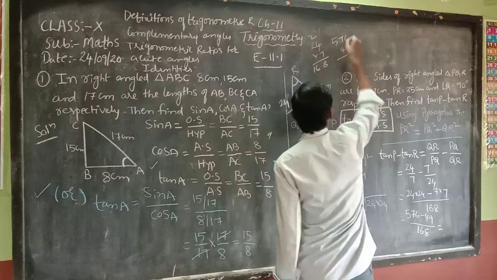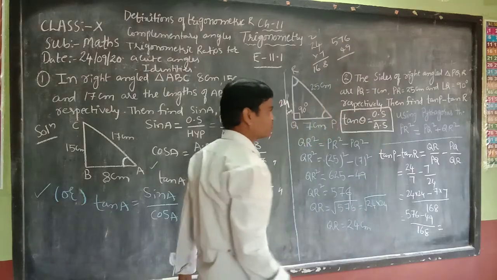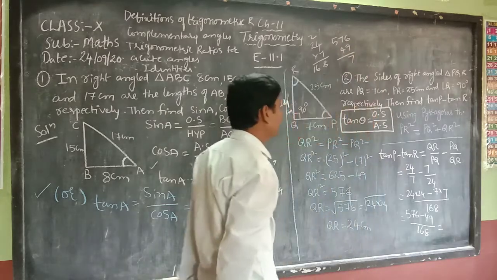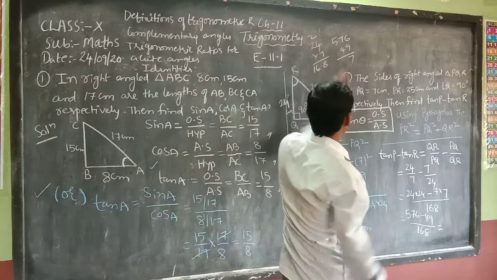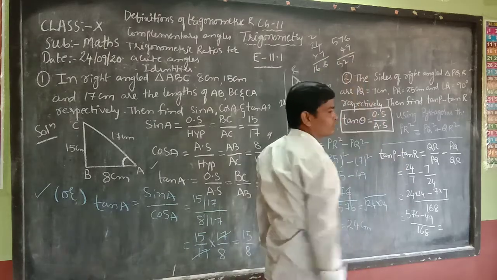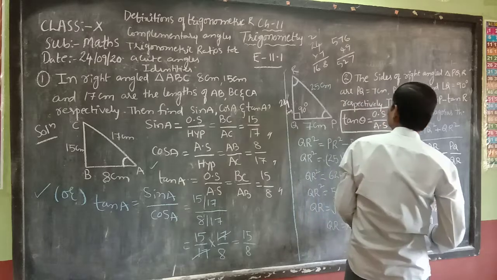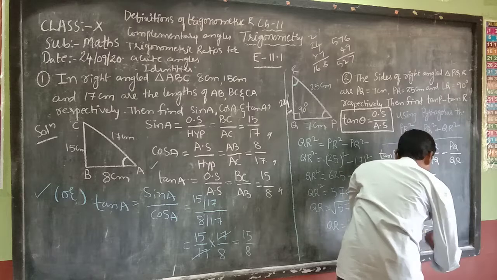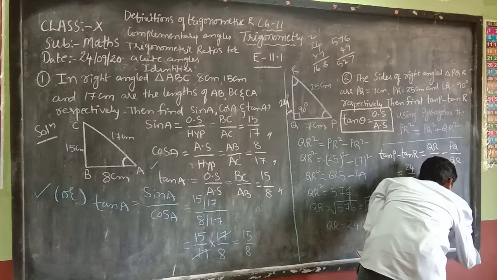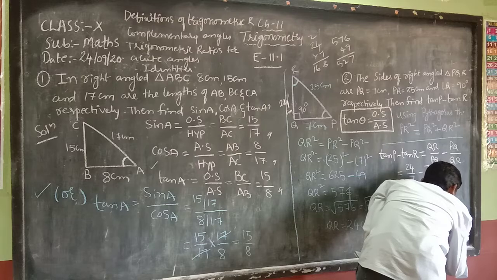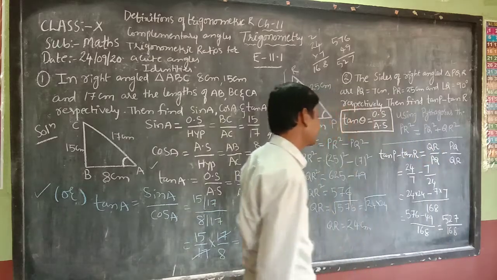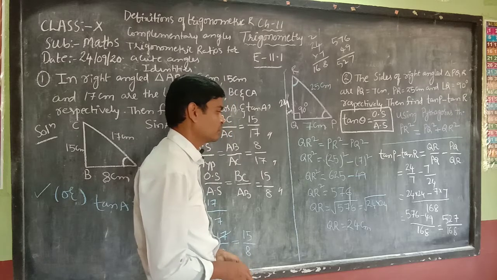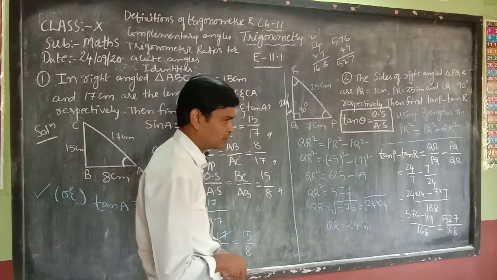576 minus 49. 16 minus 9, 7. Then here it will be 56 minus 4, which means 52. Is it right? So what will we get finally? 527 by 168. Will it cancel in any table? No, I think it cannot be cancelled.